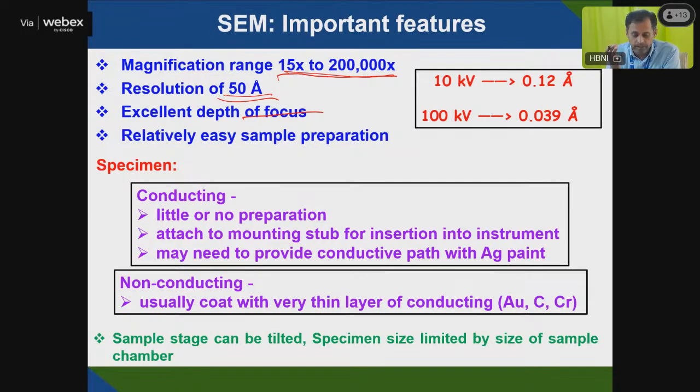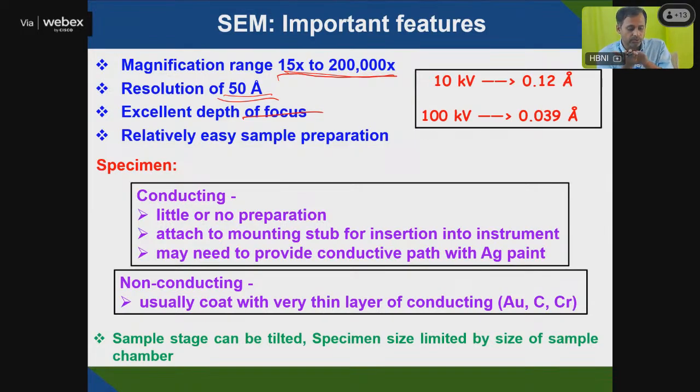If you have a conducting sample, that means a substance that can conduct electricity, then since the electron beam is falling on the sample, the charge has to pass through the sample to the ground. Otherwise, what will happen is the image will be blurred.